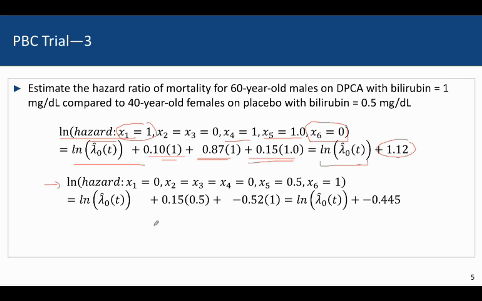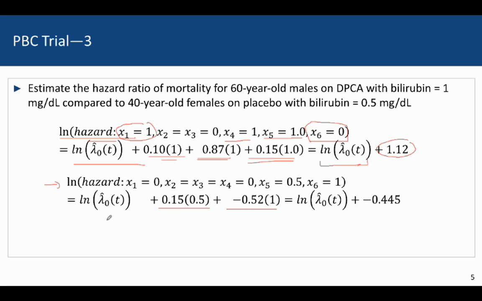If we were to do the same thing for the second group of 40-year-old females and substitute in their appropriate x values, they are in the placebo group, the reference group, so they get nothing added for treatment. They have bilirubin levels of 0.5, so we take the slope for bilirubin of 0.15 and multiply it by 0.5. They are in the reference group for age, and then we add in the difference for females to males; since this group is female, the slope for sex is negative 0.52 times 1.